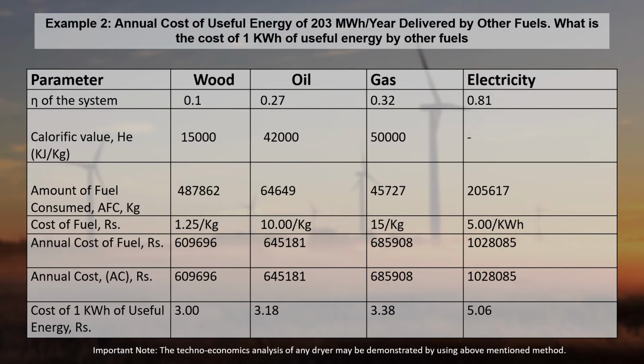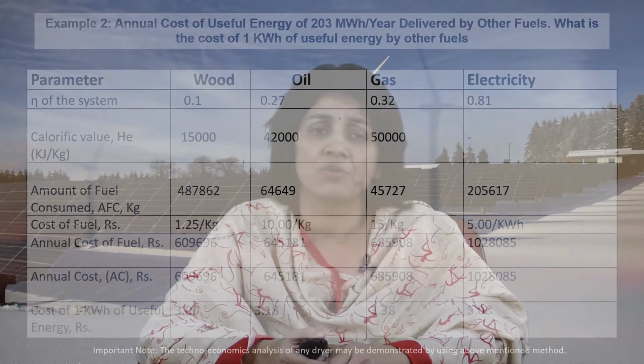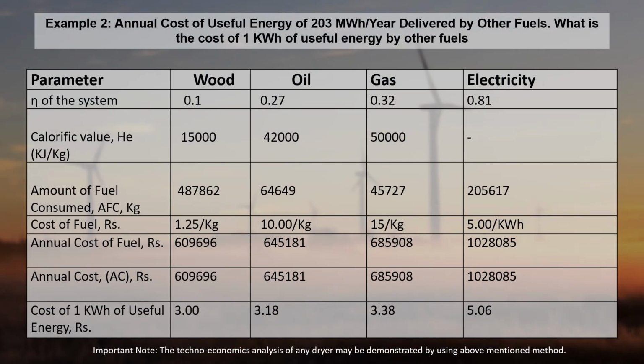The result is 3 rupees per kilowatt hour. For oil it is 3.18 per kilowatt hour. For gas it is 3.38 per kilowatt hour. For electricity it is 5.06 per kilowatt hour. And we observed that for electricity the cost of 1 kilowatt hour of useful energy is higher than that of gas, oil and wood. I want to mention an important note here.